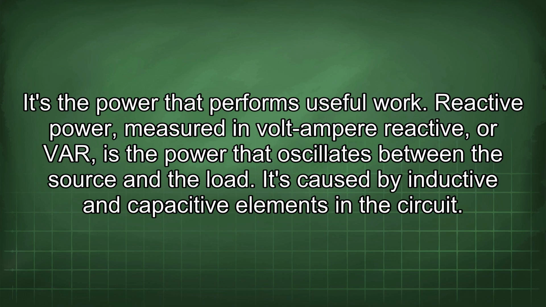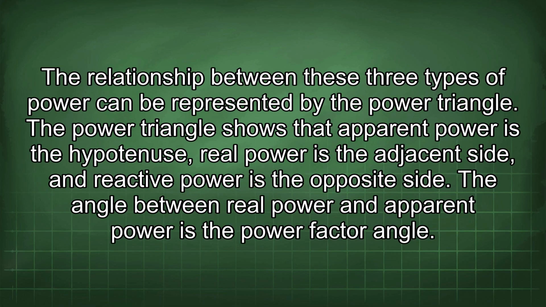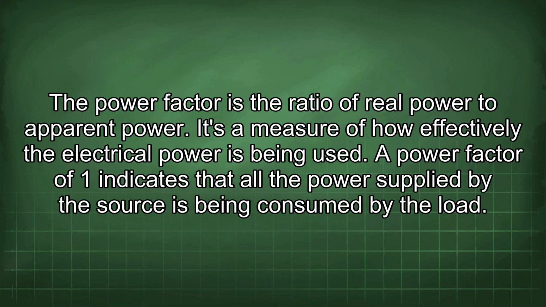Reactive power, measured in volt-ampere reactive, or VAR, is the power that oscillates between the source and the load. It's caused by inductive and capacitive elements in the circuit. The relationship between these three types of power can be represented by the power triangle. The power triangle shows that apparent power is the hypotenuse, real power is the adjacent side, and reactive power is the opposite side. The angle between real power and apparent power is the power factor angle. The power factor is the ratio of real power to apparent power. It's a measure of how effectively the electrical power is being used.